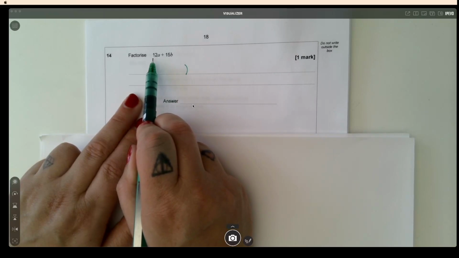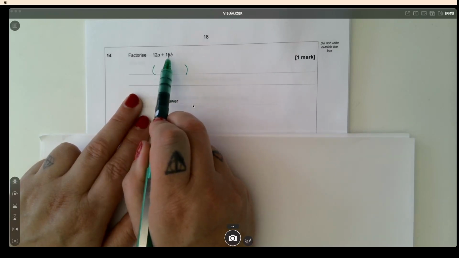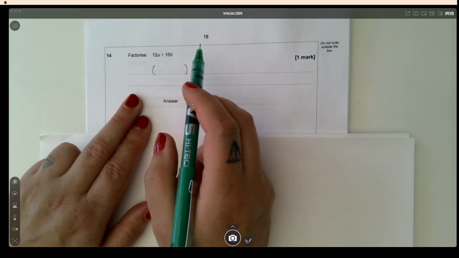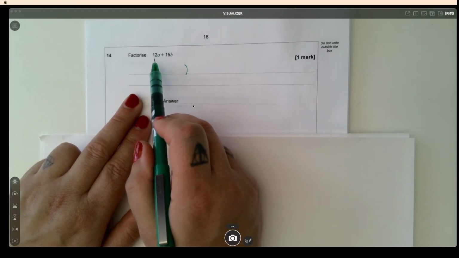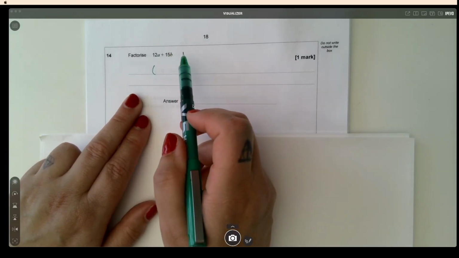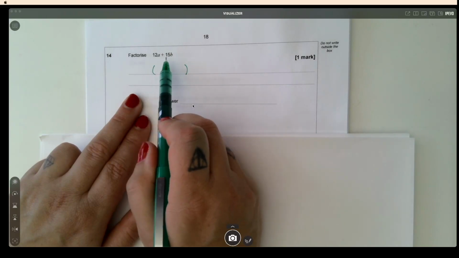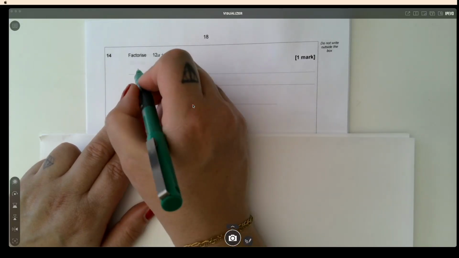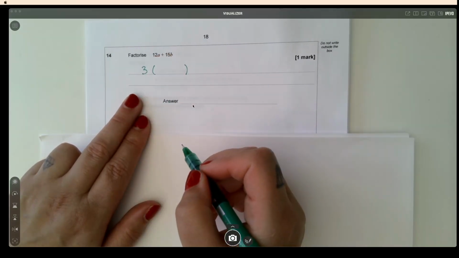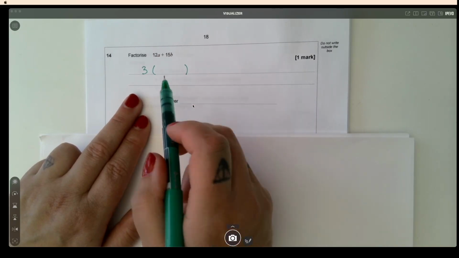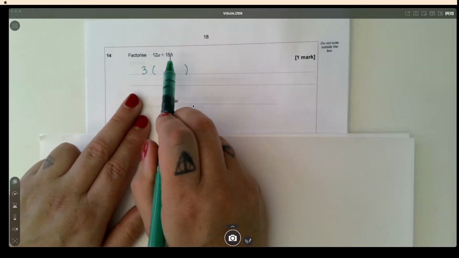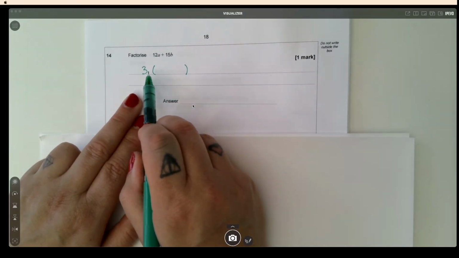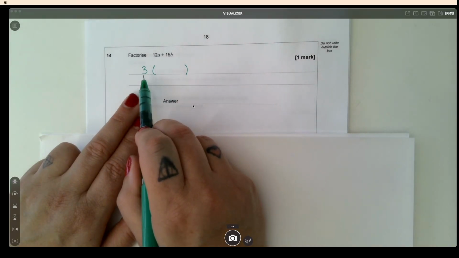Okay, so the highest common factor of 12 and 15, I think, is 3. 12 divided by 3 is 4, 15 divided by 3 is 5. There isn't another number that I can divide them both by. So I'm going to pop 3 on the outside because that's my highest common factor. The a and the b are different letters, so we can't include them in the highest common factor. So it's just 3 on the outside.